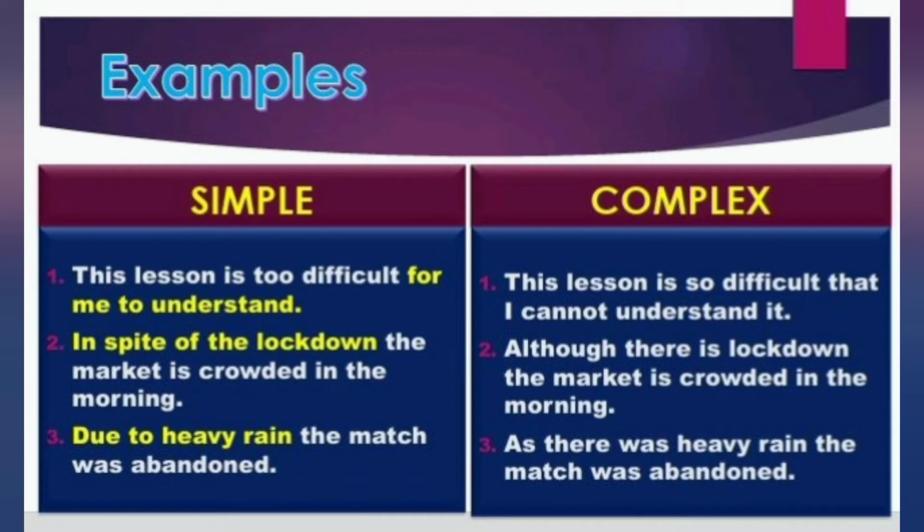If it is present tense, we can use cannot, and if it is past tense, we have to use could not. Then the meaning will be satisfied. Here it is present tense, and that is why we have used cannot. Therefore, in the complex sentence, the sentence becomes: this lesson is so difficult that I cannot understand it. So you can very clearly see that the to form is changed into so that. I hope you have understood.